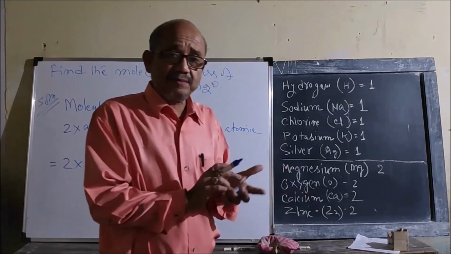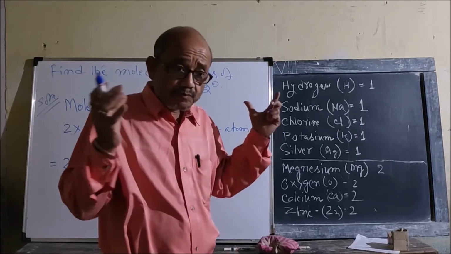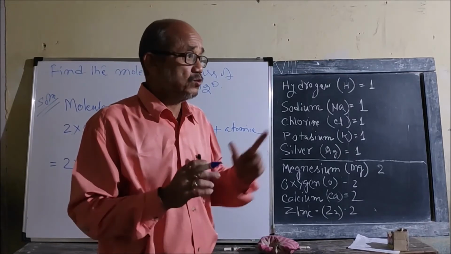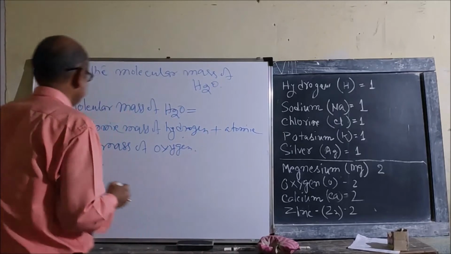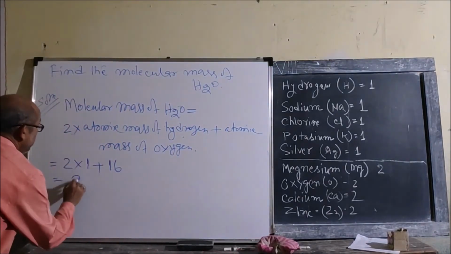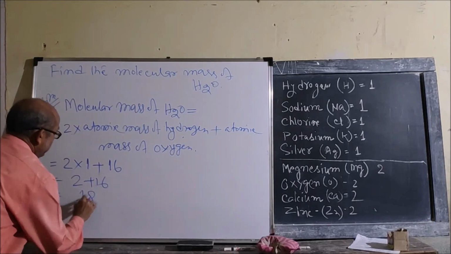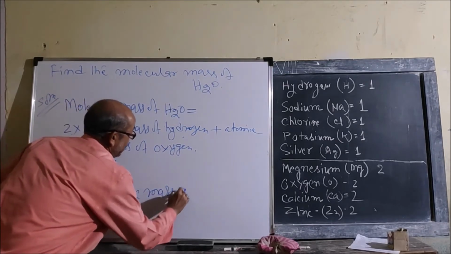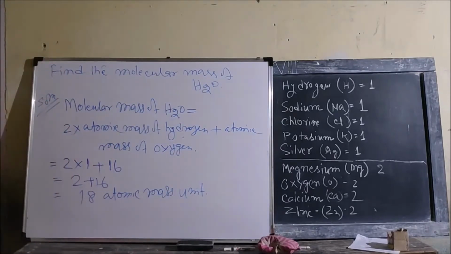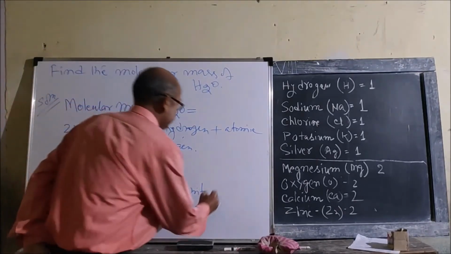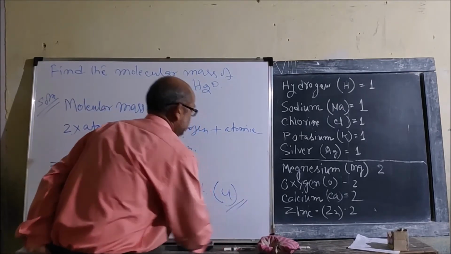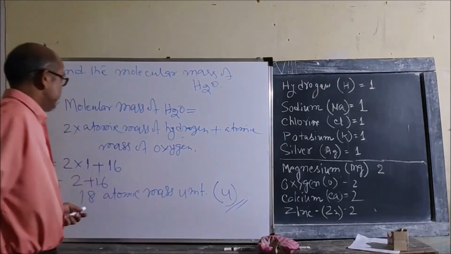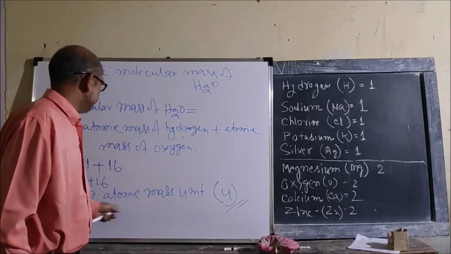Generally, if we check the periodic table, we get the atomic number of oxygen is 8. But 2 times 8 equals how much? 16. Atomic mass unit. This 18 atomic mass unit, for this they use U. Now the molecular mass of water is 18 U.